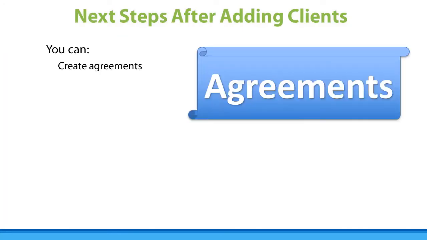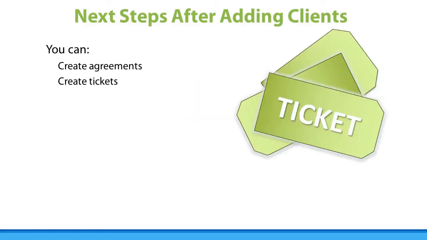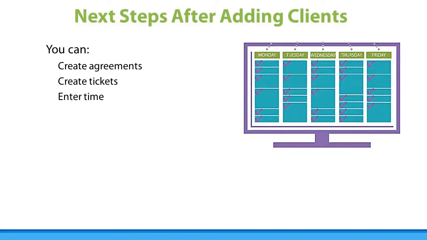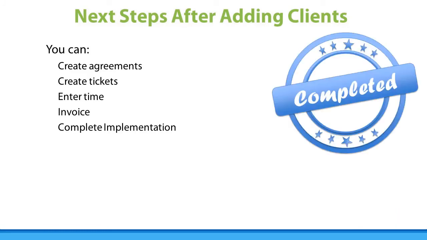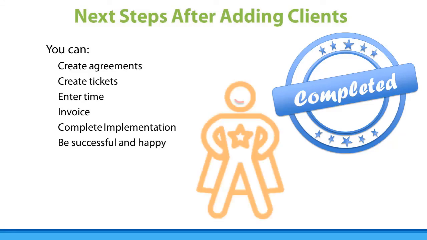Once you have your clients in ConnectWise Manage with the correct settings, you can start creating agreements for these customers, which we will explain in the next session. Then you can create tickets, which we will explain in the third session. At that point, you will be ready to enter time on tickets and start invoicing, which is our fourth session. When you complete your ConnectWise Manage implementation, you are ready for your path to success.